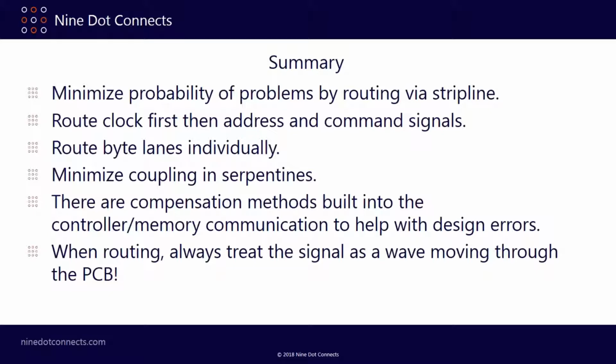So let me go ahead and just do a real quick summary. You can minimize probability of any problems by routing via strip line. As we talked about last month, you want to route your clock first, then your address and command signals, and then route your byte lanes individually. You can minimize coupling, and serpentines are very helpful if you have the real estate available.